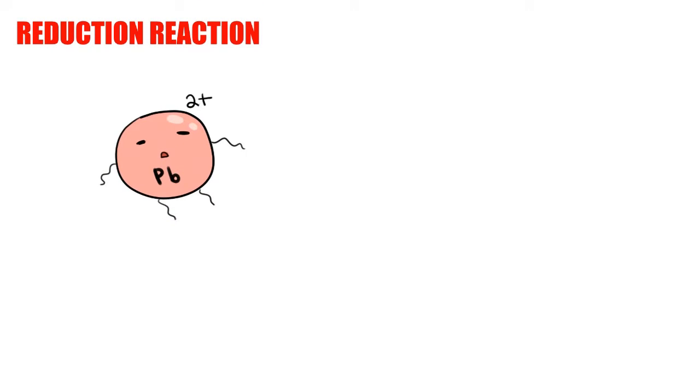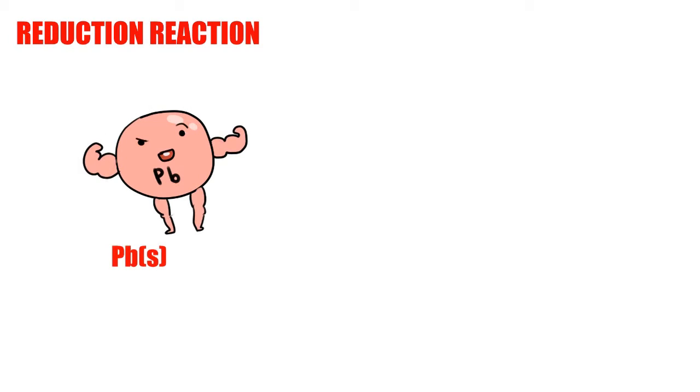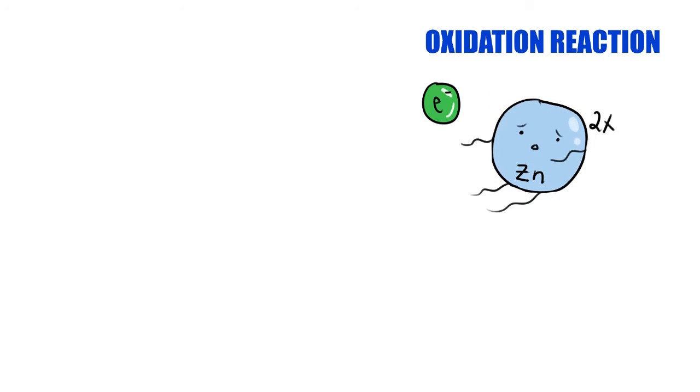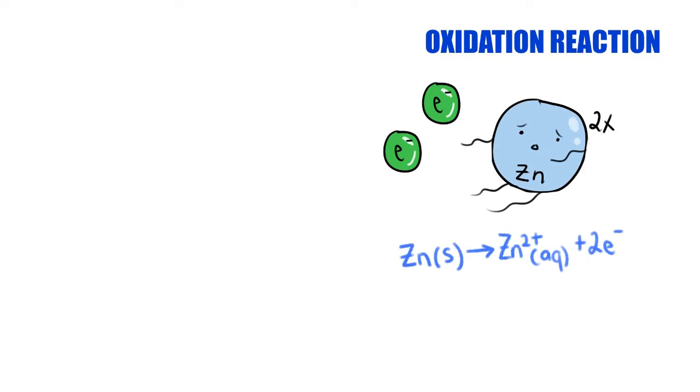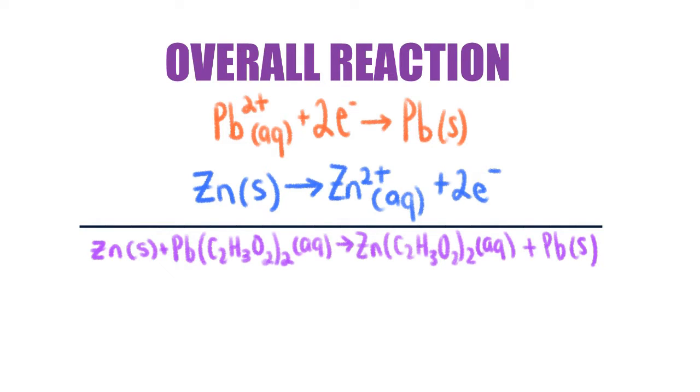So, the reduction reaction is a Pb2+ ion and 2 electrons, which leads to solid lead, and this is the half reaction for it. And the oxidation reaction is a solid zinc breaking into zinc 2+ ions and 2 electrons, and this is the half reaction for that. And so together, this is their overall reaction.